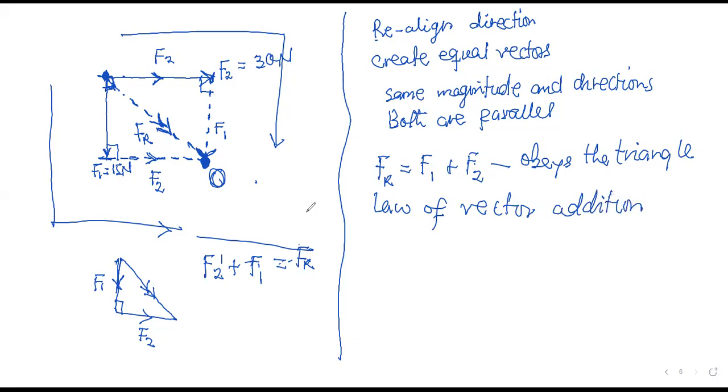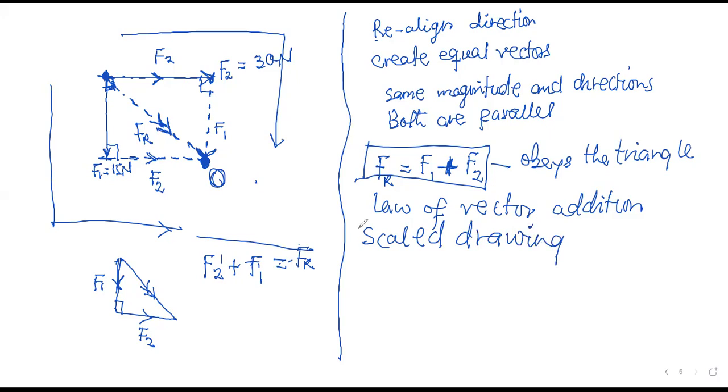Once we're able to realign their direction, then when I add F2 to F1, it must be equal to the resultant. Now this triangle law of vector addition can only be used to determine the resultant when you have a scaled drawing on graph. On a scaled drawing, once you realign their directions, when you add F1 and F2, it must be equal to F resultant.